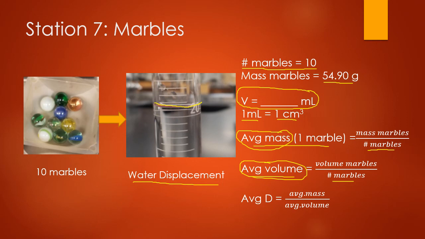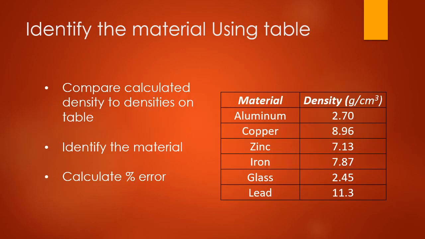So we want to know the density of the marble so that we can go and identify the material that those marbles are made out of. Once you find the material, calculate the percent error using the true value from the table and your calculated density value.